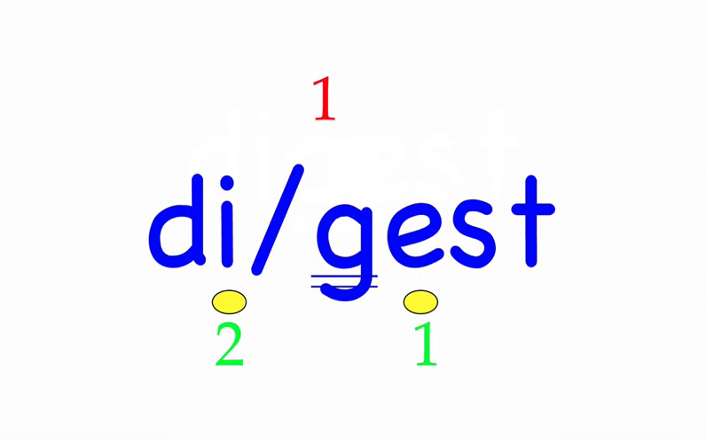Fringe. Fringe. That political party is on the fringe. Fringe. Five sounds. F, R, I, N, J. Fringe. Mark the word.